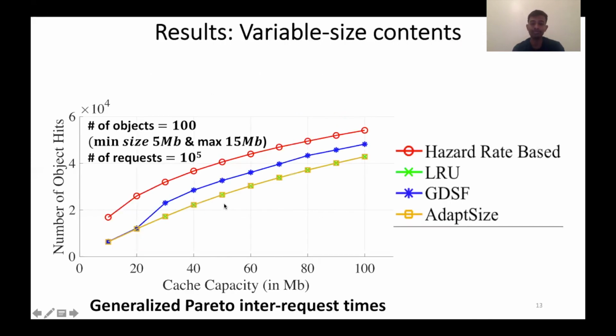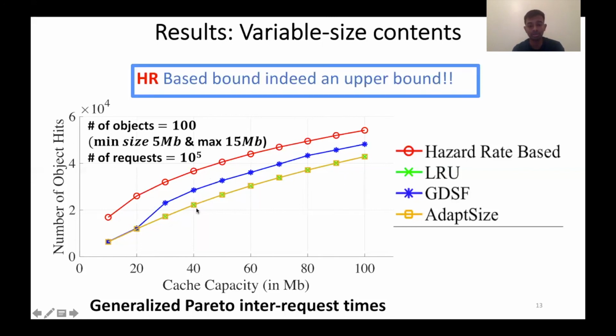We do have similar results for variable size contents. Again, you have 100 objects being requested according to a generalized Pareto inter-request time distribution, with a total number of requests of 10 to the power 5 here. Again, the red curve, which is the hazard rate based curve, is indeed an upper bound on all the other policies that are non-anticipative.